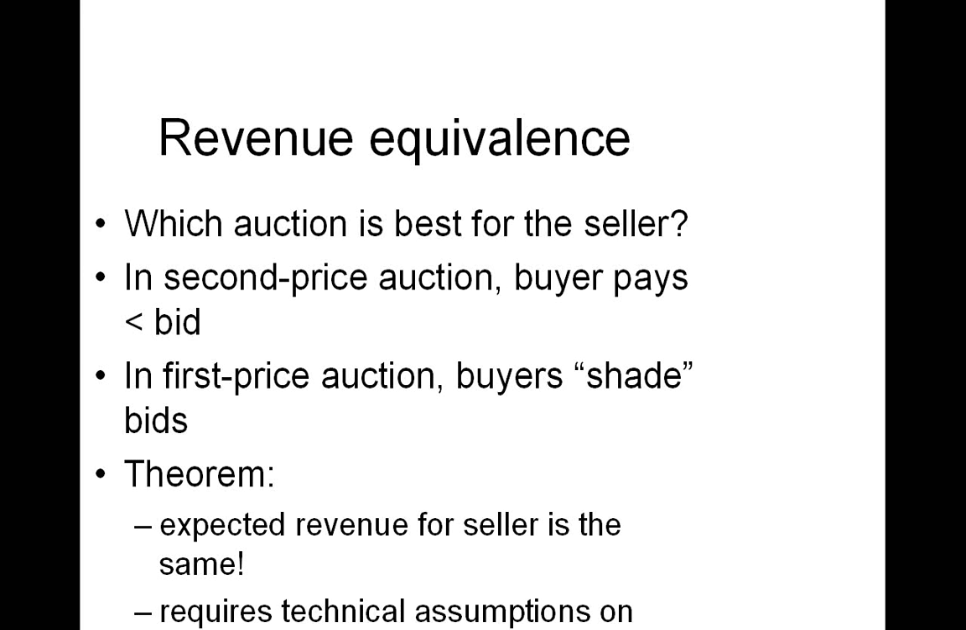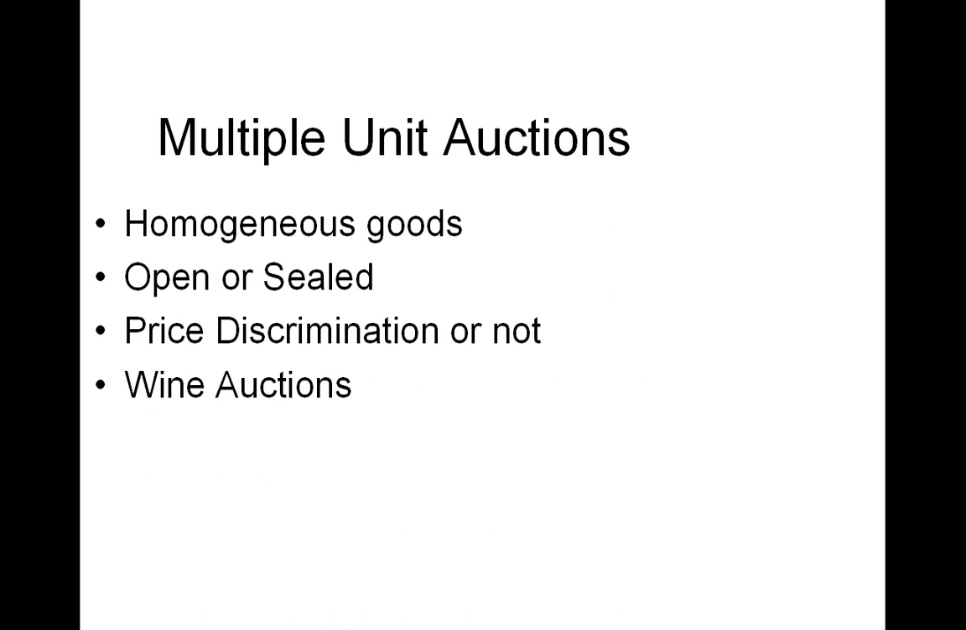In multiple units auctions, you've got homogeneous goods. They can be open or sealed. There can be price discrimination or not. And wine auctions are an example of multiple unit auctions in a wine auction estate. The way wine auctions work is they auction off one bottle in an English auction type, and then the buyer has the option to take that one bottle or take the whole case for that price. If they only take one bottle or a partial case, then later on in the day they come back to that partial case of wine and do a repeat auction.